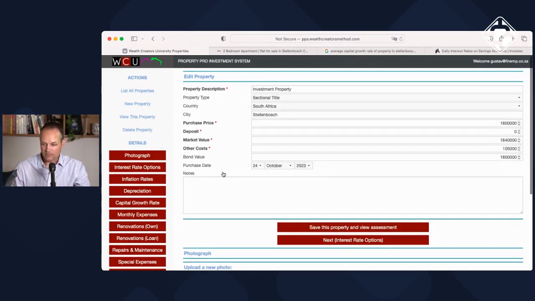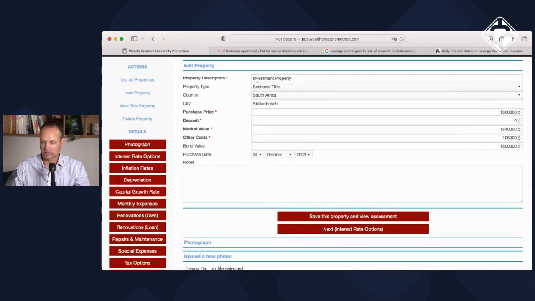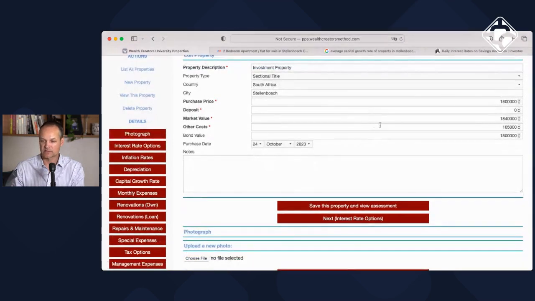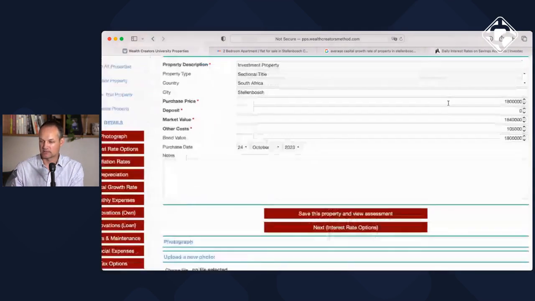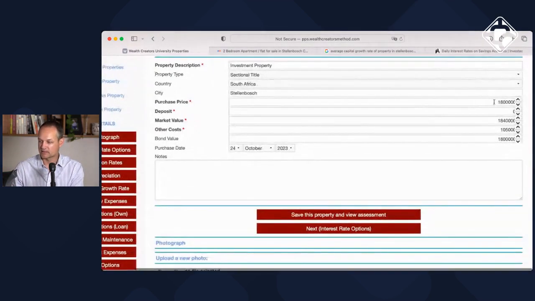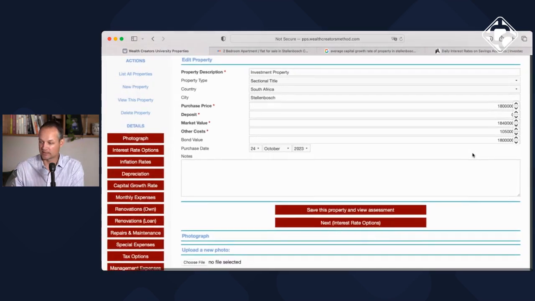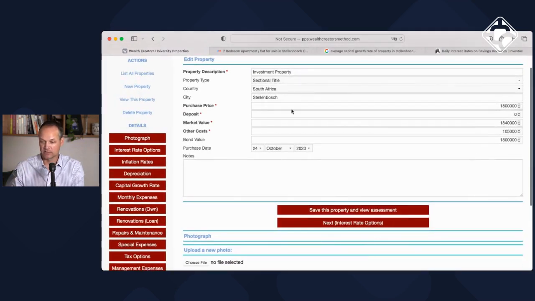So the first step would be to insert all the important details. The first important assumption that I made is the purchase price, let's say the potential seller would be happy to sell it at 1.8 versus 1.84 million. I'm not going to put down a deposit on the investment. The other costs is the important one. That was that bond and transfer cost of 105,000 rand.